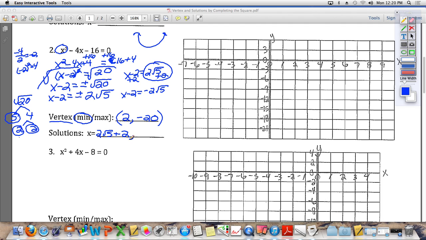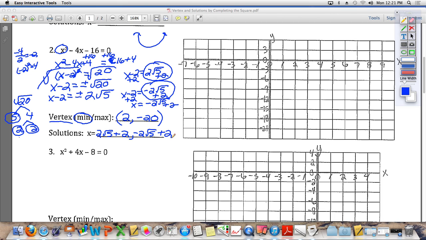And then the other answer is, if we add 2 to each side for the second possibility, x is equal to negative 2 square root of 5 plus 2. This is our other answer right here. Once you get one answer, you know what the other answer is going to look like. They look exactly the same. The only difference is that this one has a positive out in front of the radical, and this one has a negative out in front of the radical.